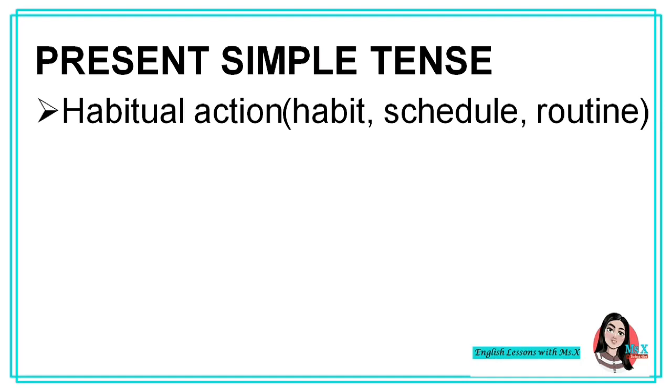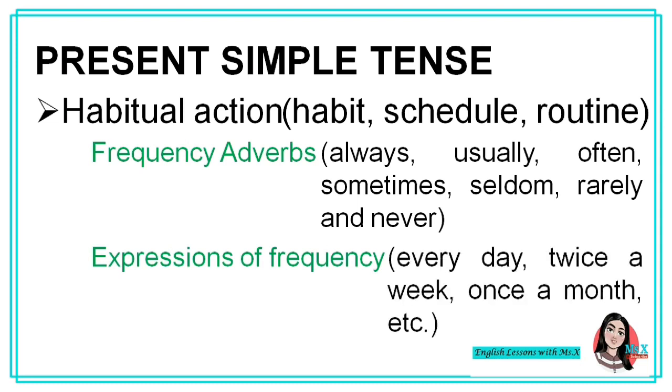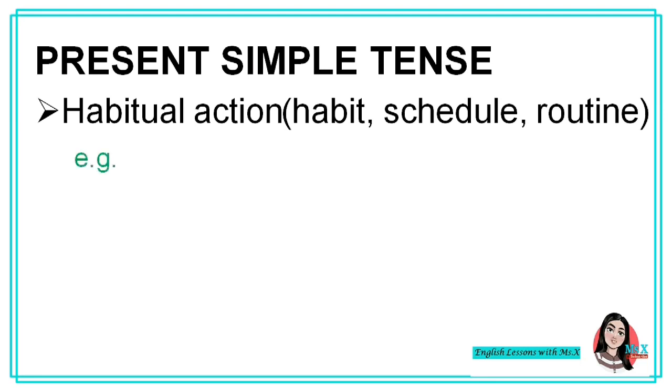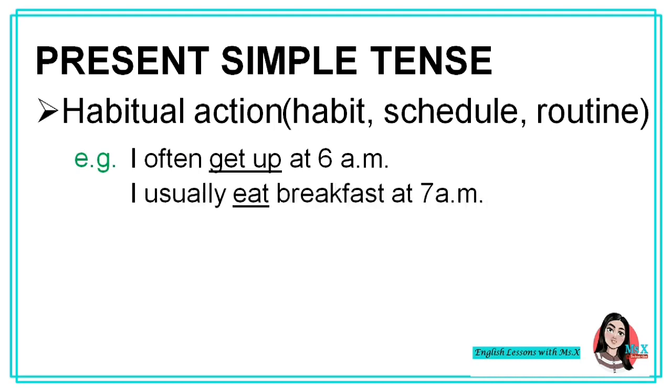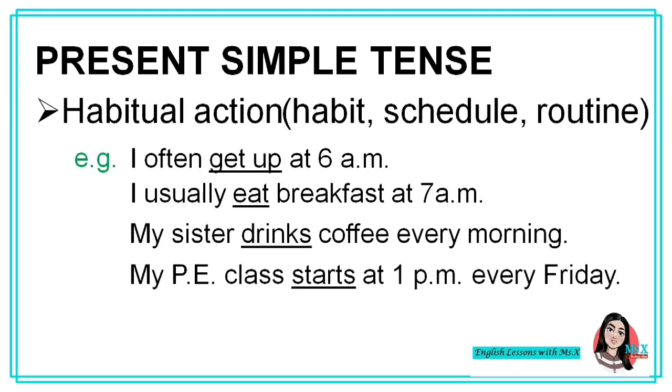And in this case, we often use frequency adverbs such as always, usually, often, sometimes, seldom, rarely, and never, as well as expressions of frequency like every day, twice a week, once a month, etc. For example, I often get up at 6 a.m. I usually eat breakfast at 7 a.m. My sister drinks coffee every morning. My PE class starts at 1 p.m.